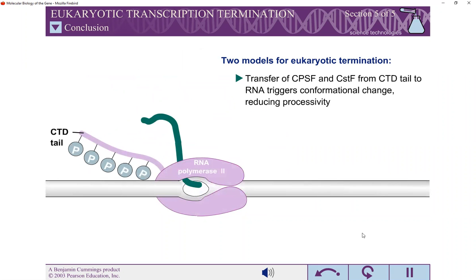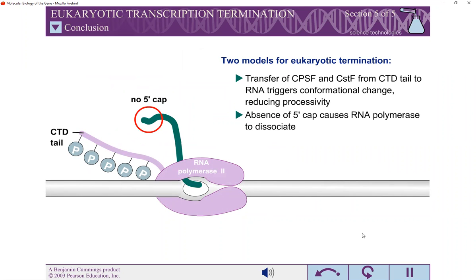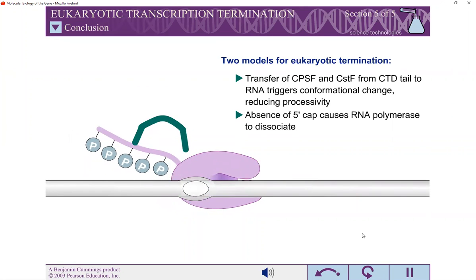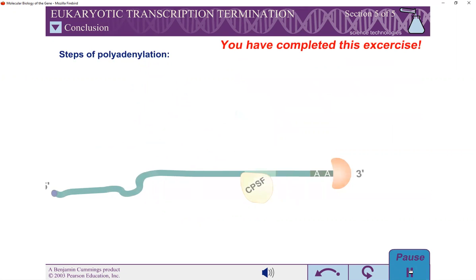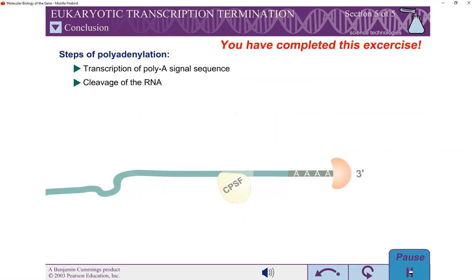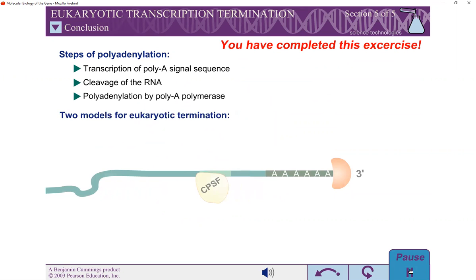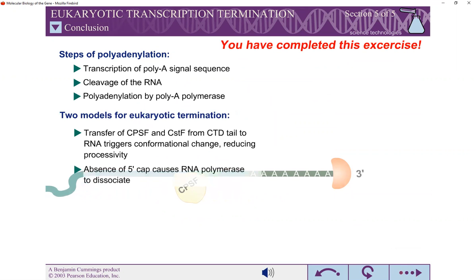The second model for eukaryotic termination states that it is possible that the absence of a 5' cap on the second RNA molecule is sensed by the RNA polymerase, causing the polymerase to dissociate. This is the polymerase that has been dissociated. Next. You have completed this exercise. That's all for this process of polyadenylation.